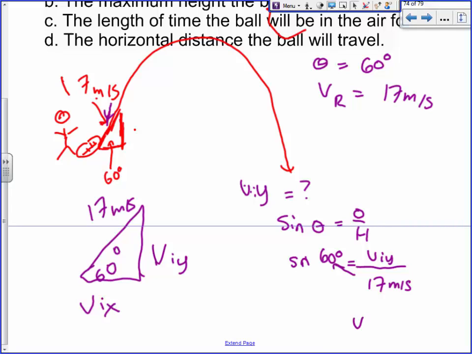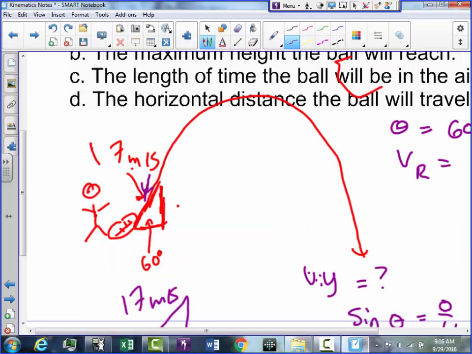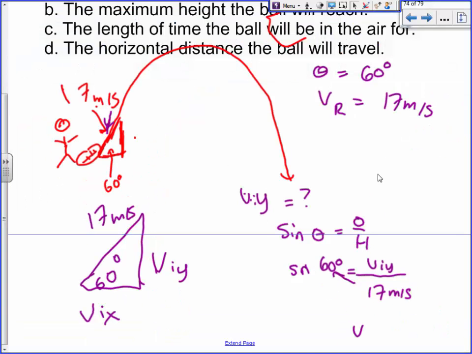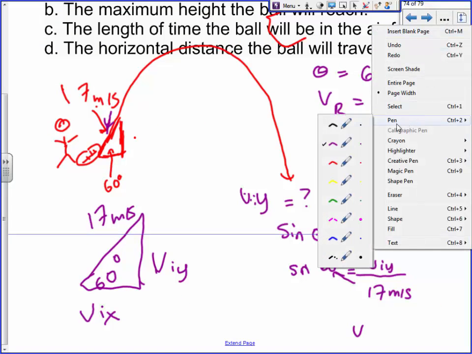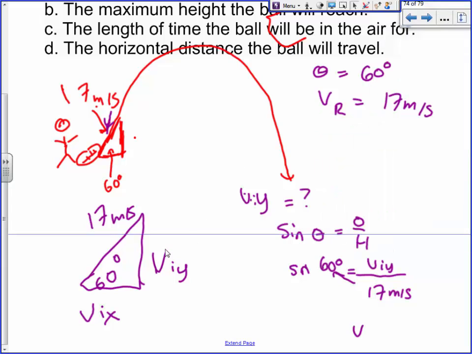So velocity. This is frustrating. Oh, so frustrating. Maybe you just can't handle being on full screen. So this is the opposite right here. As soon as I write, it takes the cursor away. That's the problem.